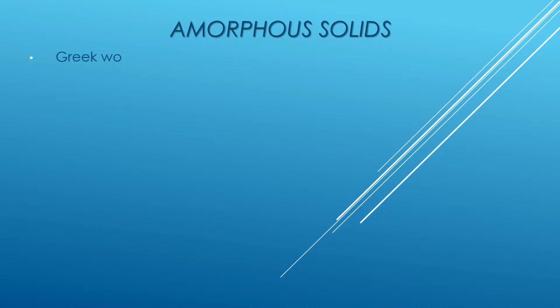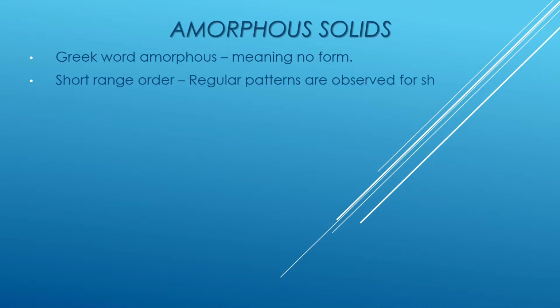So, moving on to amorphous solids. The word amorphous is a Greek word which means having no form. Moving on to the next point, it has short range order. It is quite the opposite of the crystalline solid, where regular patterns are observed periodically. Here we observe them only for short distances, whereas over long distances there are no regular patterns, meaning the arrangement is irregular, that is, disordered.